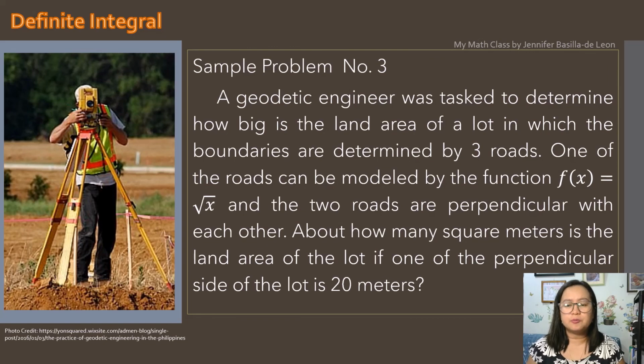Now let's have sample problem number 3. A geodetic engineer was tasked to determine how big is the land area of a lot in which the boundaries are determined by 3 roads. One of the roads can be modeled by the function f of x equals the square root of x, and the 2 roads are perpendicular with each other. About how many square meters is the land area of the lot if one of the perpendicular sides of the lot is 20 meters? Now, to have a more vivid visualization, we graph the given functions.